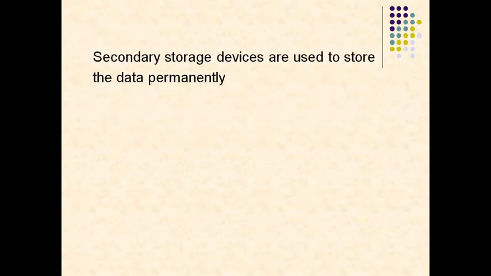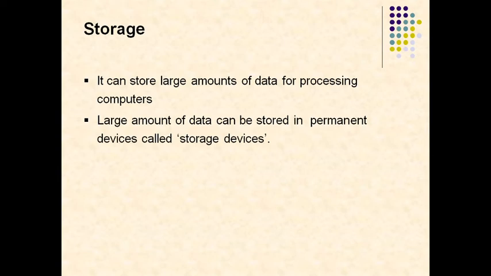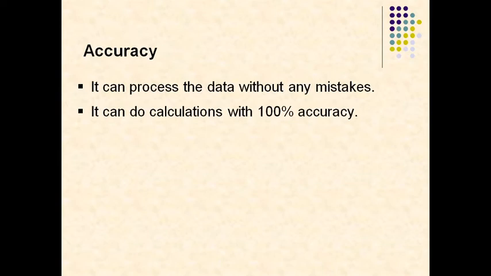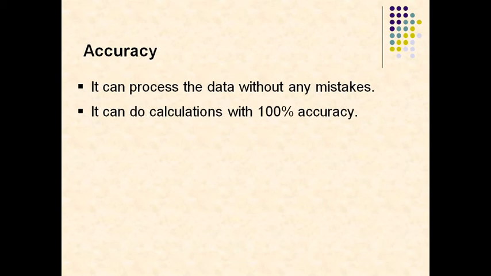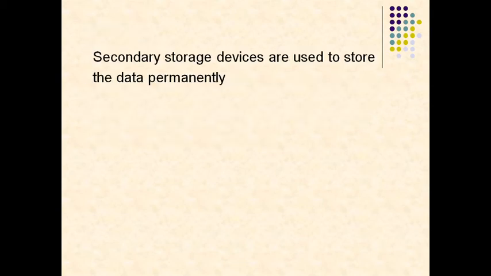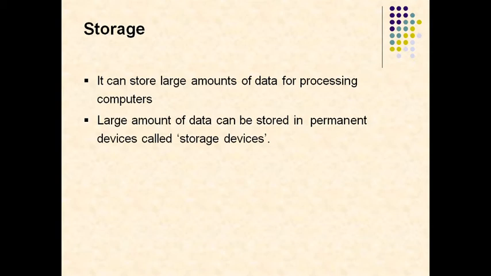Next, storage. So what is the storage? These are the main important capabilities, or you can say characteristics, of computers. So storage, it can store a large amount of data for processing. Large amount of data can be stored in permanent devices called storage devices. Computer is an electronic device which is mainly used for storing a large amount of data, mainly used for speed, accuracy, consistency and storage. These are very important characteristics of computers.